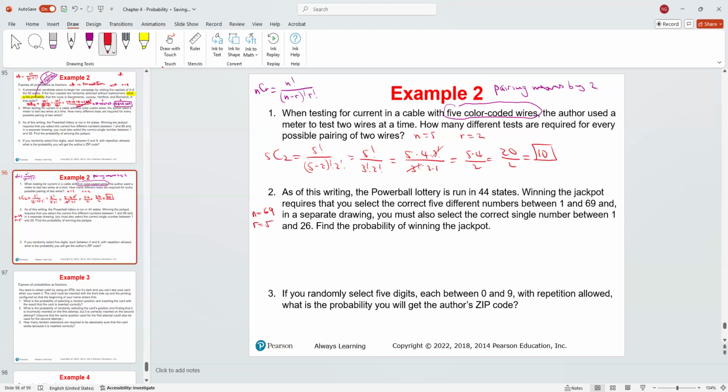So we're going to do 69 combinations of 5, which is 69 factorial over (69 minus 5) factorial times 5 factorial. Because you know how to do it, I'm not going to spend much time; I do it with my calculator. It gives me 11 million 238 thousand 513.